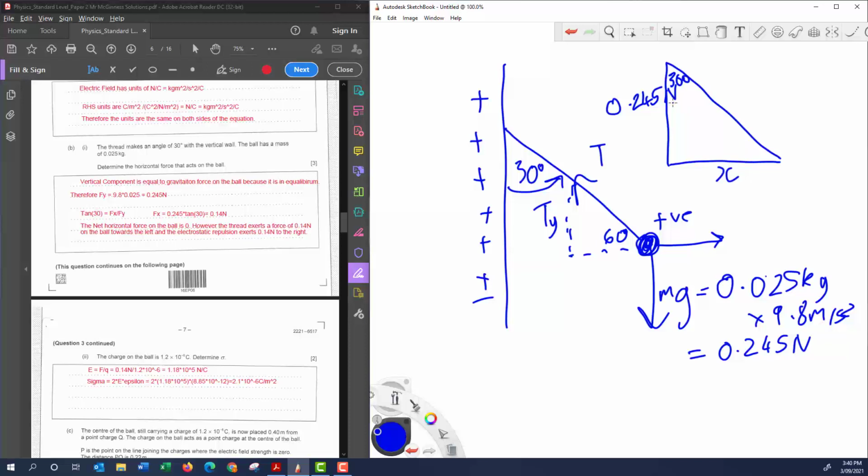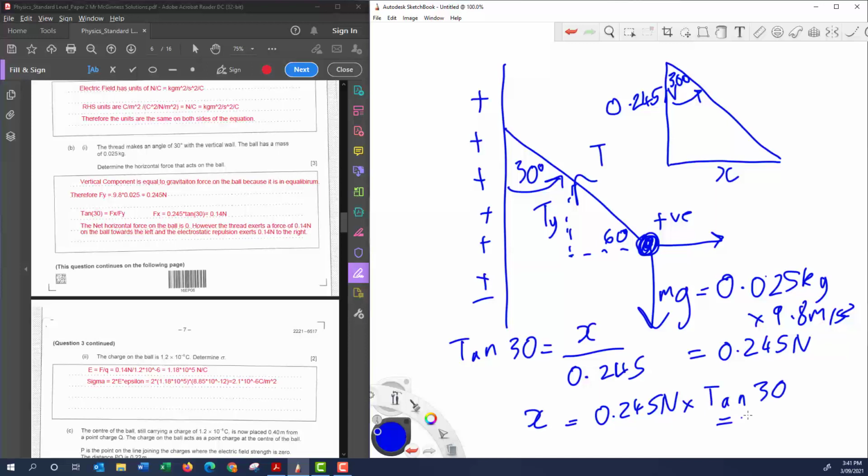If we have a look at this, this is the opposite, and I already know the adjacent. So the perfect trigonometric ratio for me to use here is tan. The tan of 30 degrees is going to be equal to the opposite to the 30, which is x, divided by my 0.245. In that case, my x is going to be equal to 0.245 newtons multiplied by the tan of 30, which is equal to 0.14 newtons.